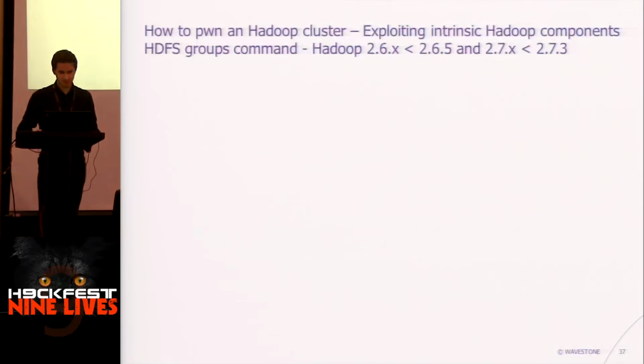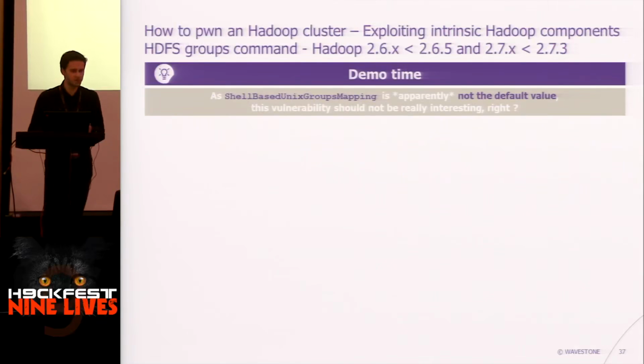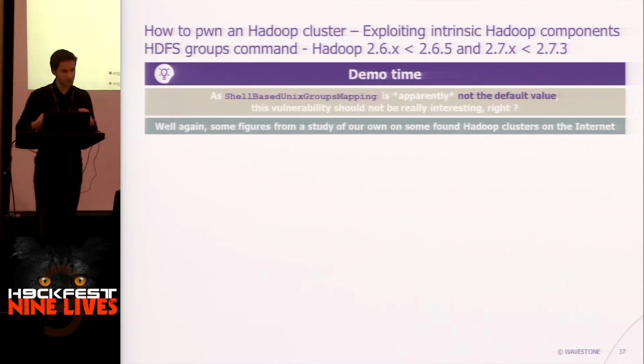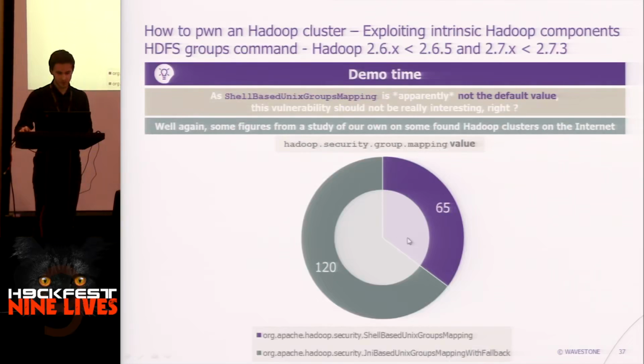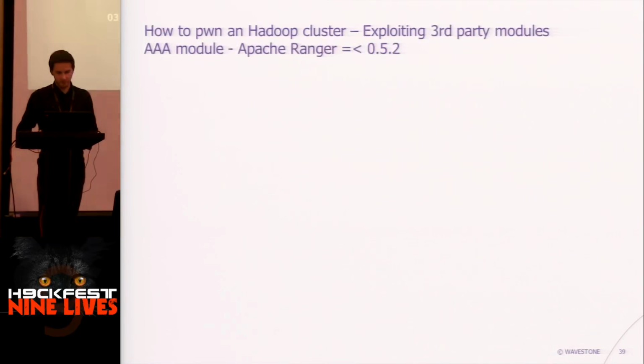So, as you would say, okay, your condition was to be on shell-based Unix group mapping. But it is not the default value in the documentation, so on the internet, I wouldn't find any cluster with it. It is not the default, come on. Again, some figures from our own study showed that if you're on purple, you are vulnerable to this flaw currently. So you have some real figures, and I cannot explain why there's one third of the found clusters using not the default value. I don't know.